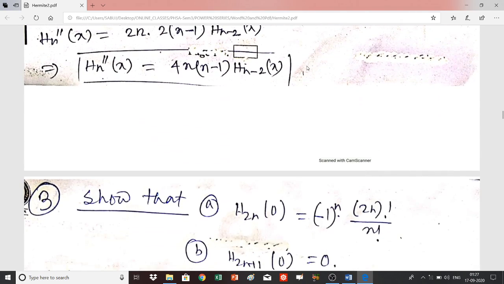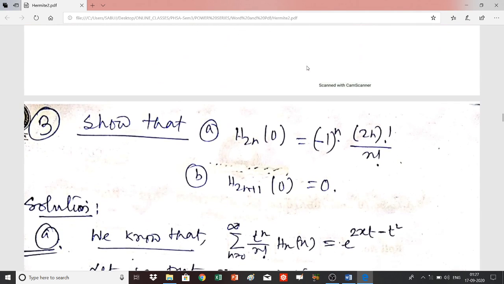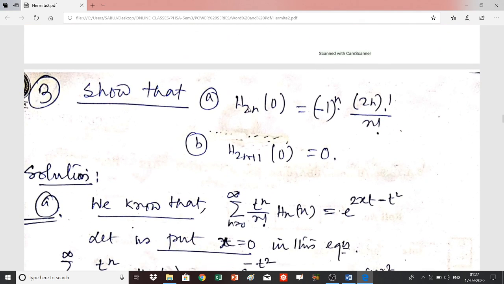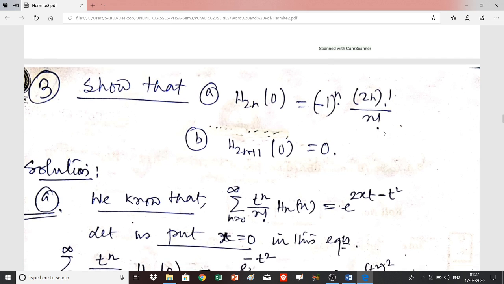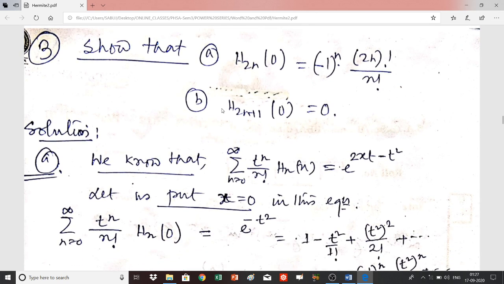Now another problem is given here. You have to show that h_{2n}(0), that is for the value x equal to 0, is equal to (minus 1) to the power n times (2n) factorial by n factorial, and the second part, h_{2n+1} at x equal to 0 is equal to 0.